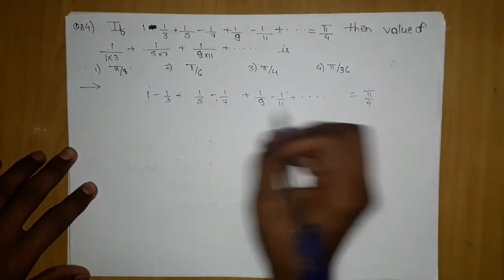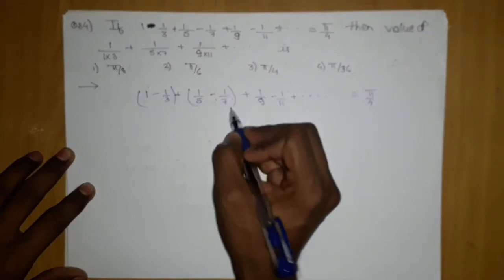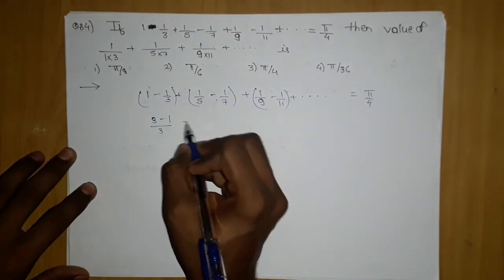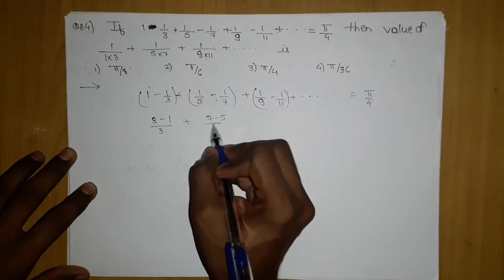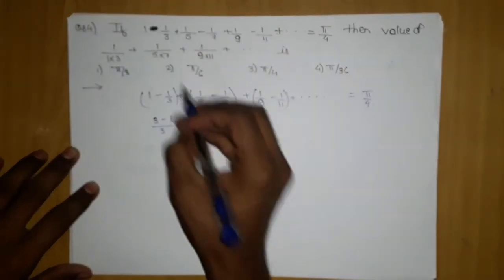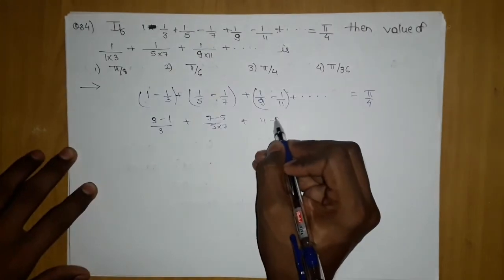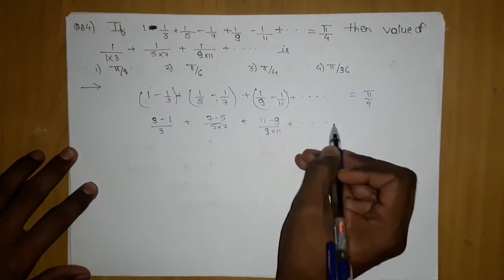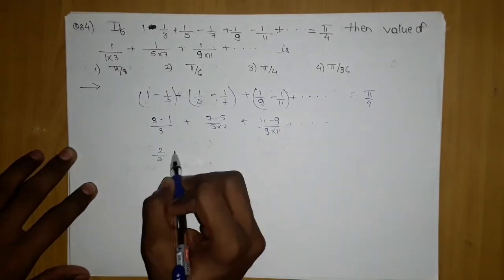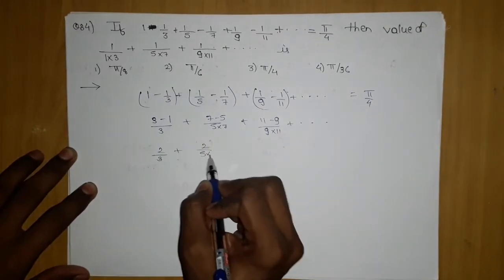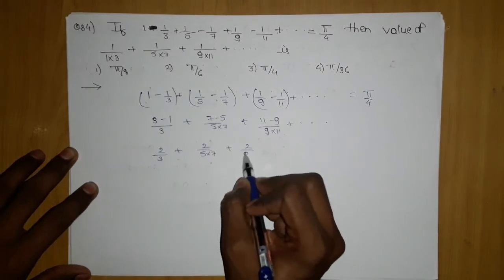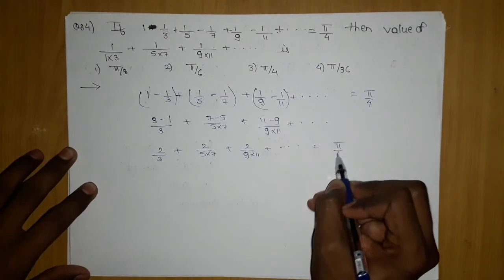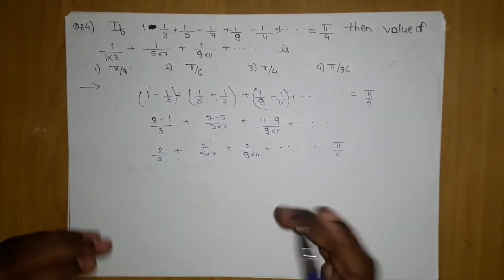If we consider two terms together, this will become 3 minus 1 upon 3, this will become 7 minus 5 upon 5 into 7. Now you can see some similar patterns: 11 minus 9 upon 9 into 11, and like this. So this is nothing but 2 by 3, 2 by 5 into 7, 2 by 9 into 11. So we got an idea of how it is varying.